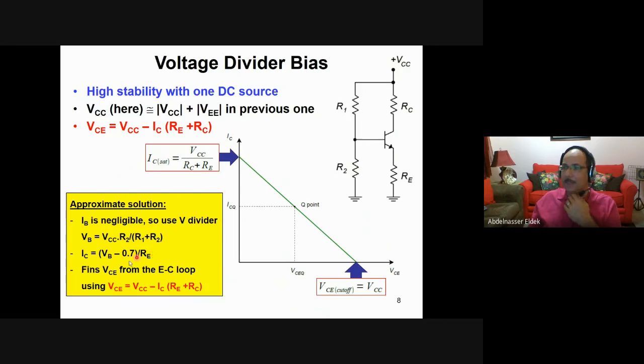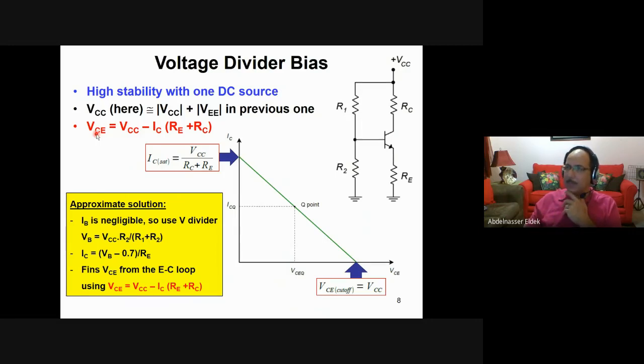Then after that, we need to find VCE using this relation here. We know this relation. Just find IC and then substitute the value of IC to find VCE. So this is a very simple way to do it: use the voltage divider first, then calculate IC, and then after that calculate VCE.